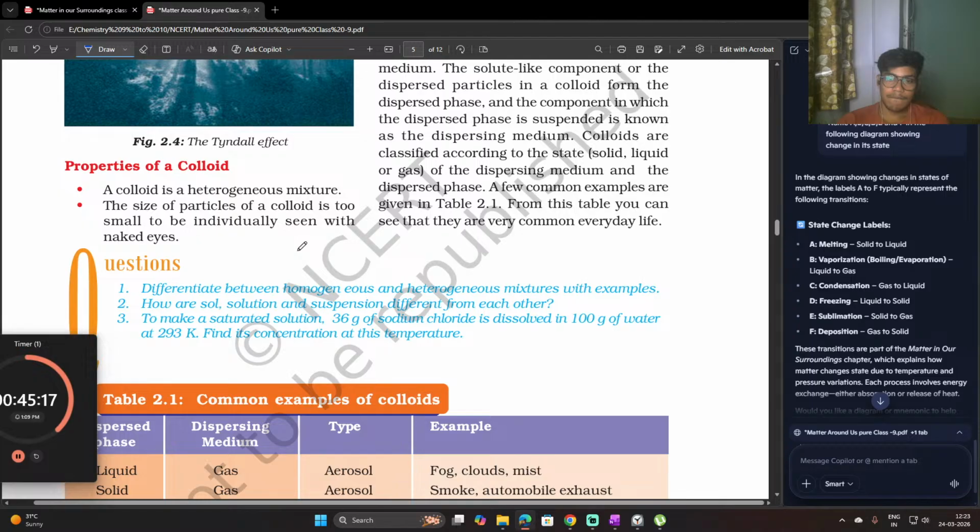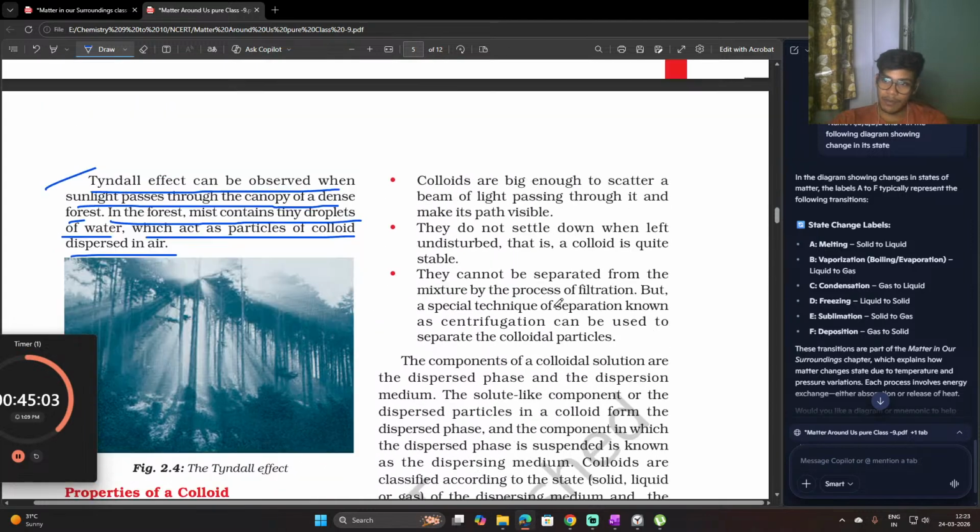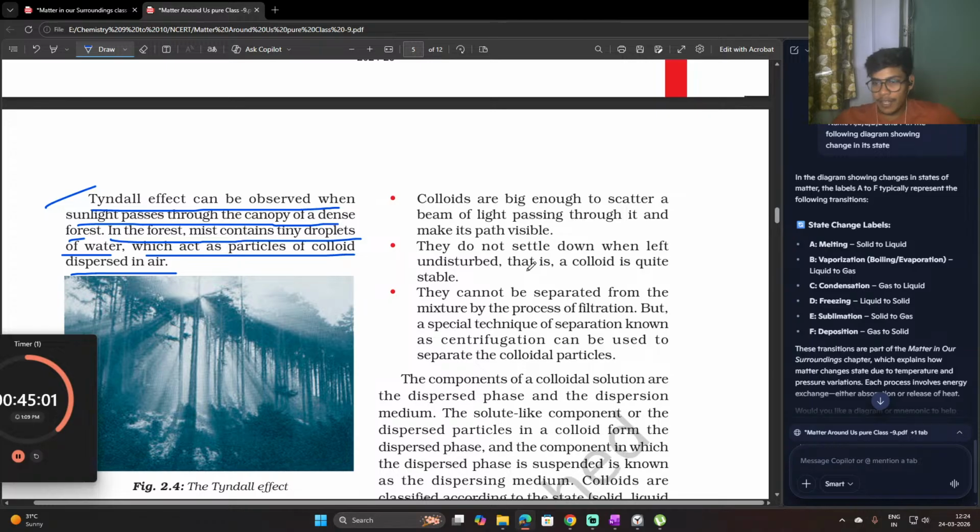Properties of a colloid. Colloid is a heterogeneous mixture. The size of the particles in a colloid is too small to be individually seen with naked eyes. You cannot see them with naked eyes. Colloids are big enough to scatter a beam of light passing through it and make its path visible. They do not settle down when left undisturbed. That is, a colloid is quite stable.